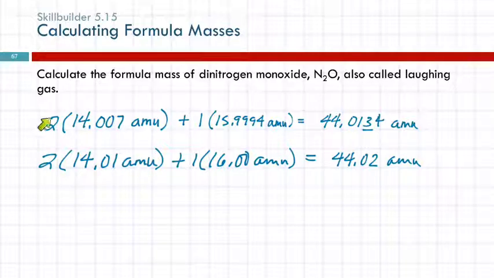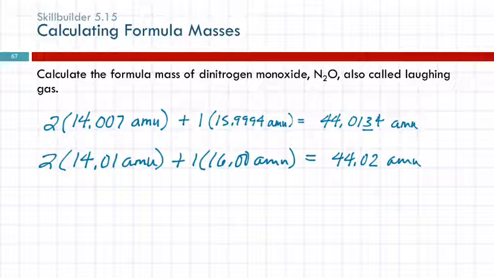So the best thing is whatever periodic table you have available, use all the digits it gives you. That's the best thing. But I give you permission to use rounded atomic masses, that's what they're called. Atomic masses rounded to 4 significant figures. Do not round them off to whole numbers, okay?